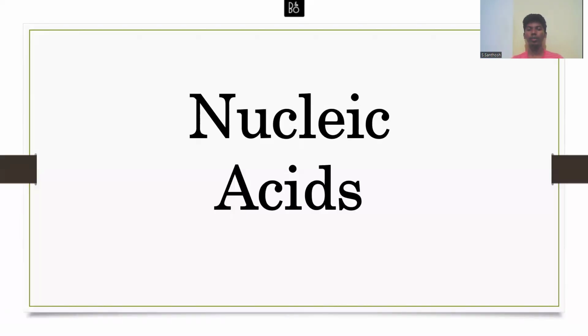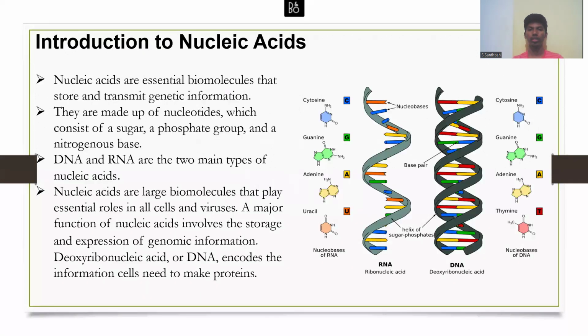Hello, all. In this video, we'll be seeing about nucleic acids. Nucleic acids are essential biomolecules that store and transmit genetic information. These nucleic acids are made up of amino acids, and the nucleic acids are categorized into two basic types: DNA and RNA, deoxyribonucleic acid and ribonucleic acid. The DNA is helpful in storing the genetic information, and RNA helps in the synthesis of proteins.